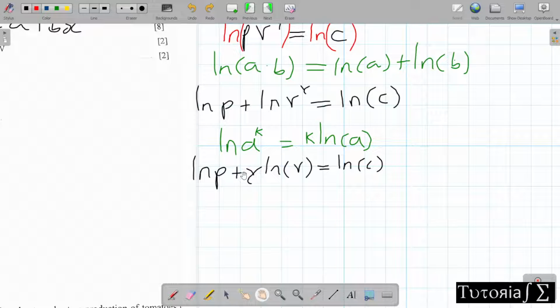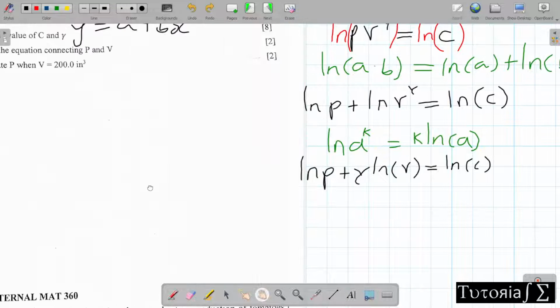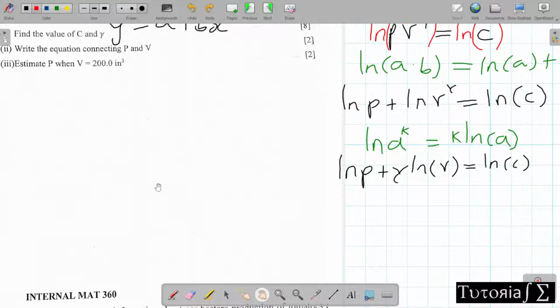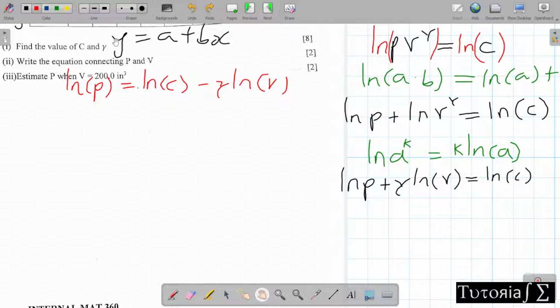So meaning that when we rewrite, we can make ln P the subject of the formula, which is ln P will be equal to natural log of C minus μ natural log of V. So natural log of P will be equal to natural log of C minus μ natural log of V. This is comparing it to our equation here. So meaning that this is our y, our a is this, our b is negative μ, and our x is natural log of V.